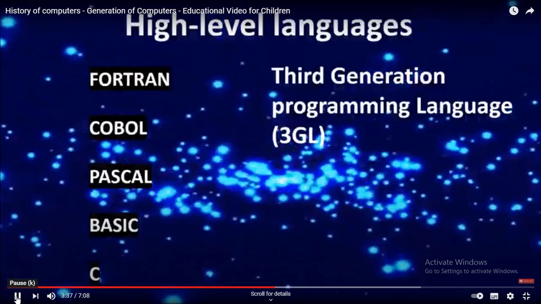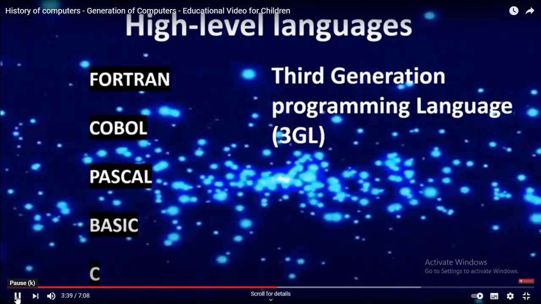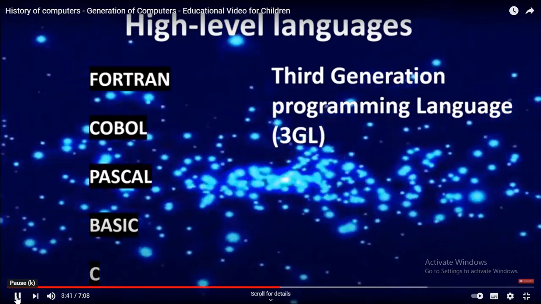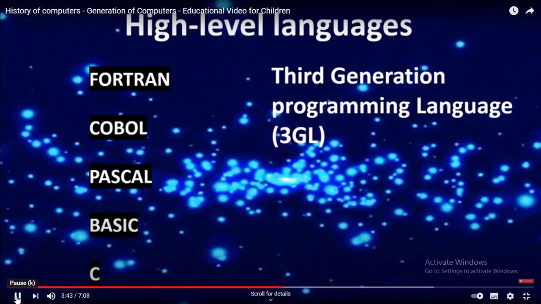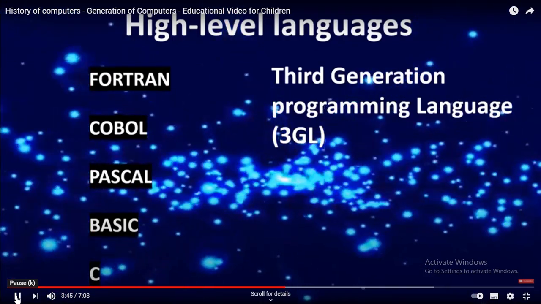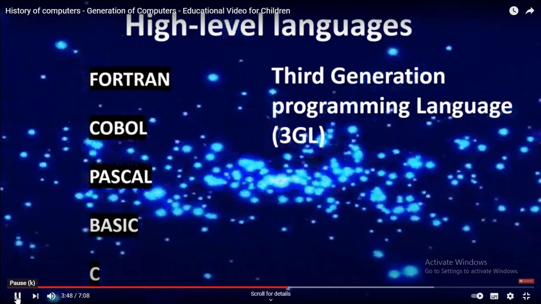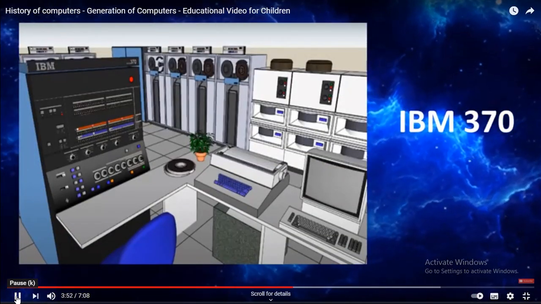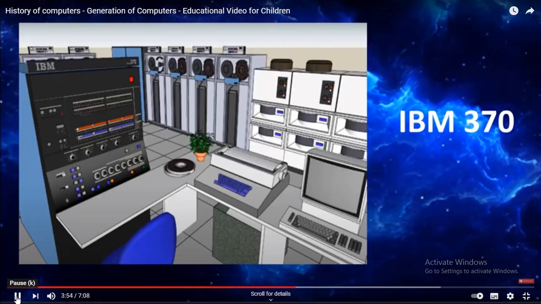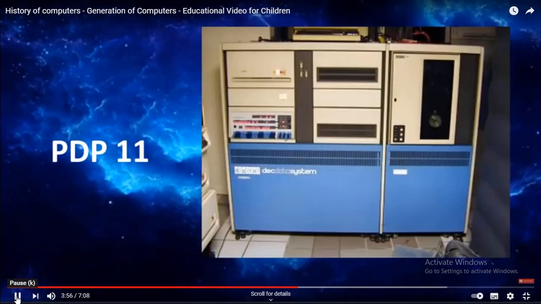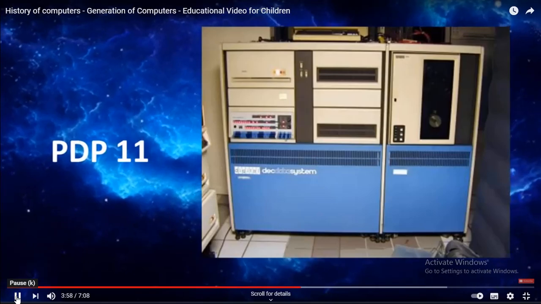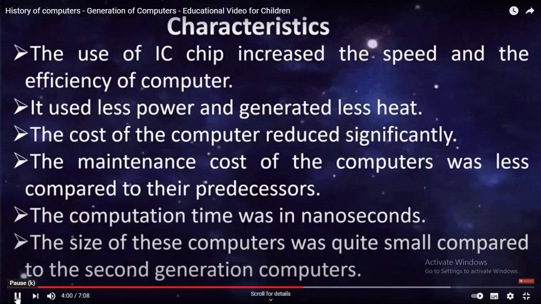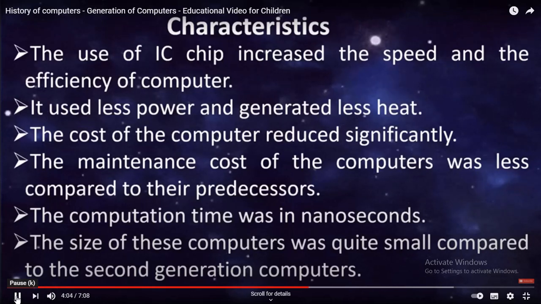High-level languages like Fortran, COBOL, Pascal, BASIC and C were used for programming. They are called third generation programming language or 3GL. Examples of third generation computers are IBM 370, PDP-11.